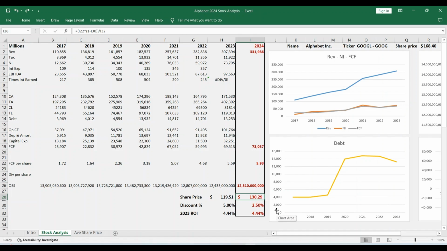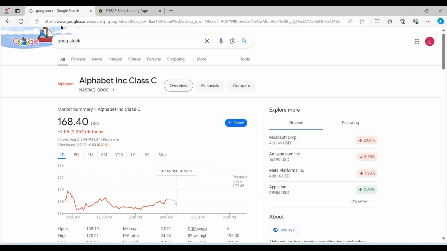$130.29. If we change the return on investment ratio to 4%, the fair value will be $144.62, which is much lower than the current market value of $168.40. So in my opinion, Alphabet Inc. stock or Google stock is overvalued by about $24 or 15%.